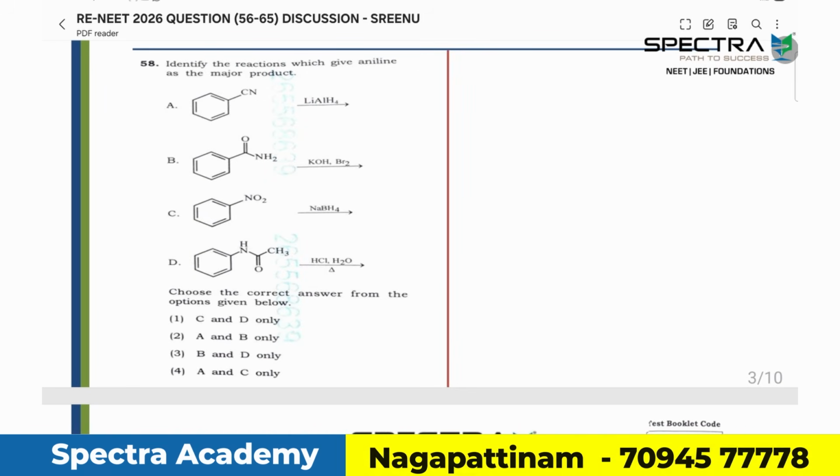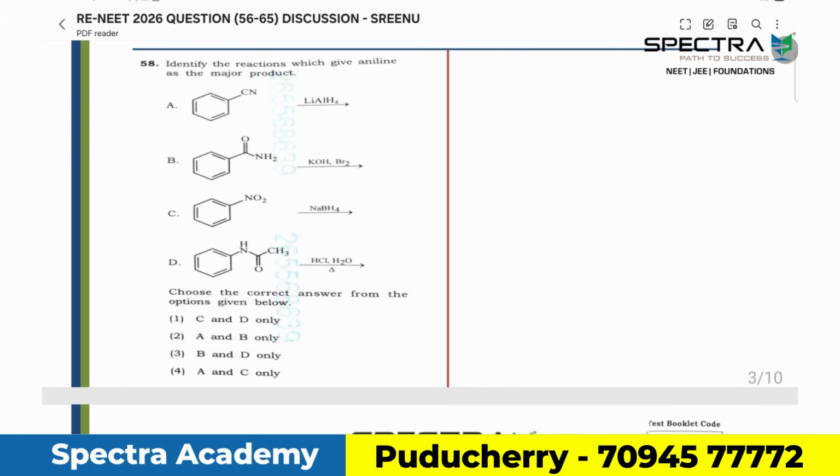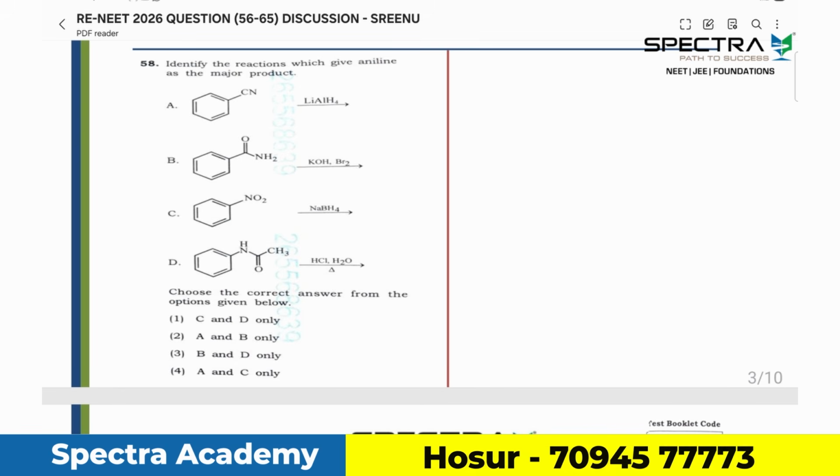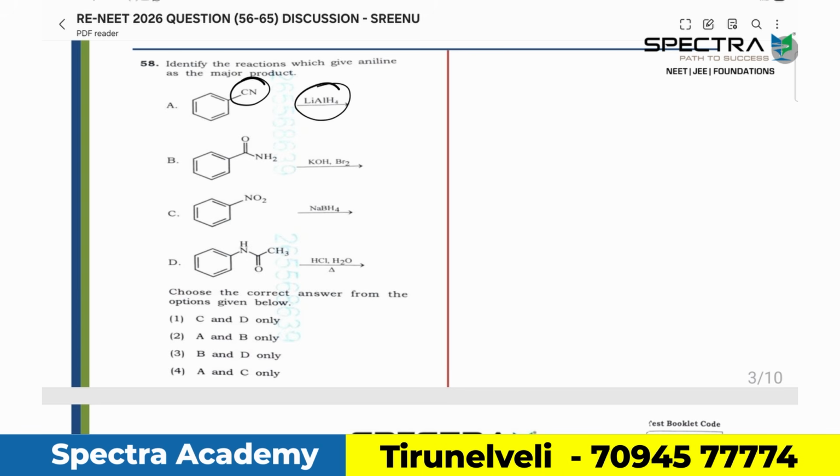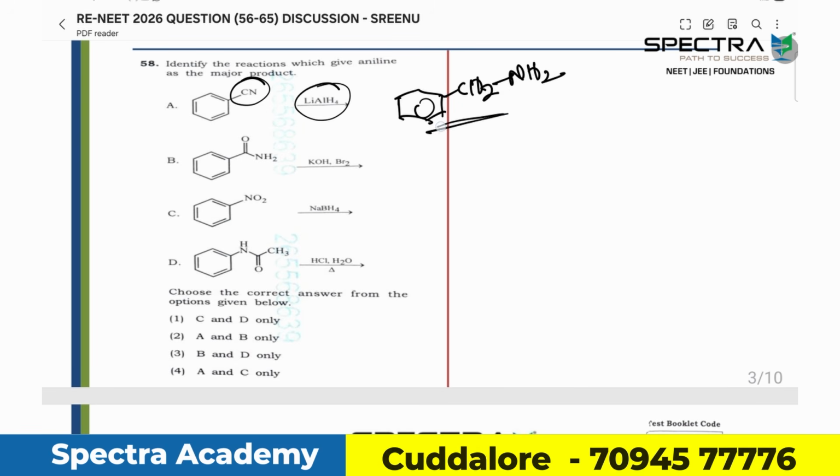Question number 58: identify the reactions which give aniline as a major product. The first one, cyanide on reducing with lithium aluminum hydride, will form benzylamine, not aniline. So the first one is wrong.